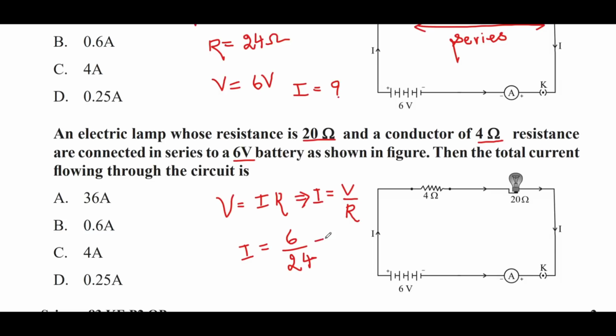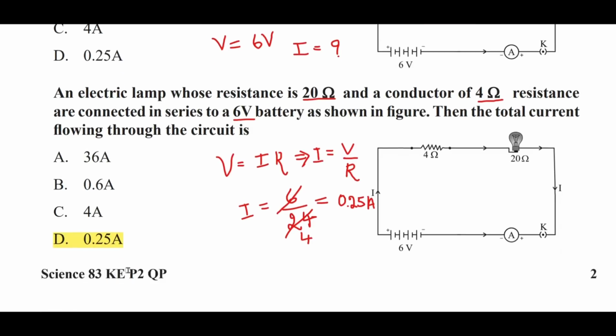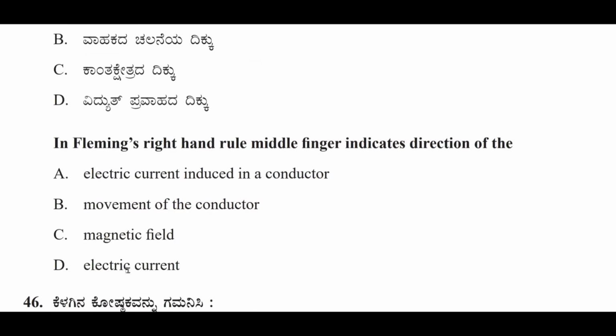We get 6 divided by 24. 6 times 4 is 24. Therefore, 1 divided by 4. 1 divided by 4 is 0.25 ampere. Therefore, the correct answer is option D, 0.25 ampere. The current flowing through the circuit is 0.25 ampere. Now moving to the next question.